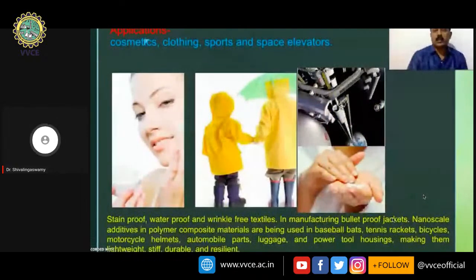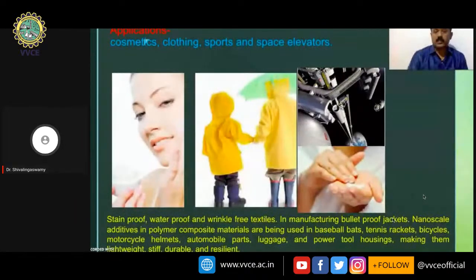And we have nanotechnology in the cosmetic industry. Various cosmetic products are coming out with the help of this nanotechnology. In clothing, it is doing wonders to prepare stain-proof, waterproof, wrinkle-free textiles. We can use this nanotechnology. And some materials like graphene have very good tensile strength. They can be used in manufacturing bulletproof jackets.